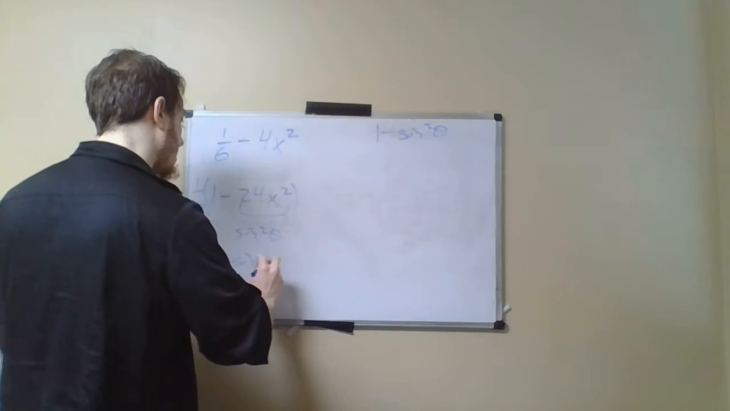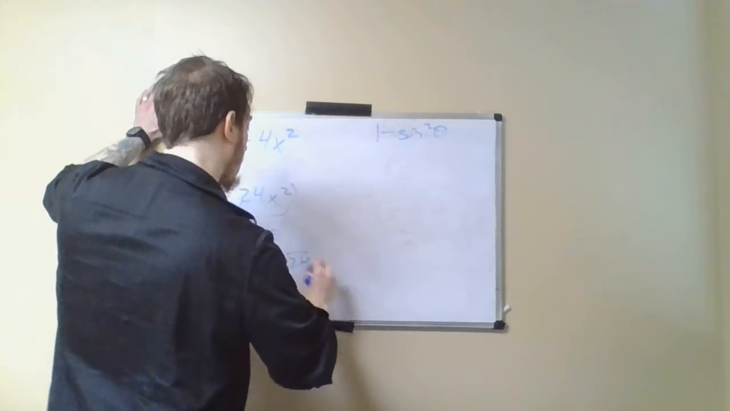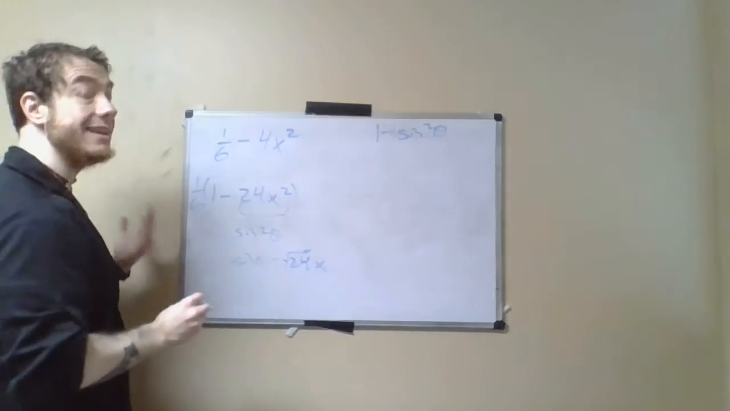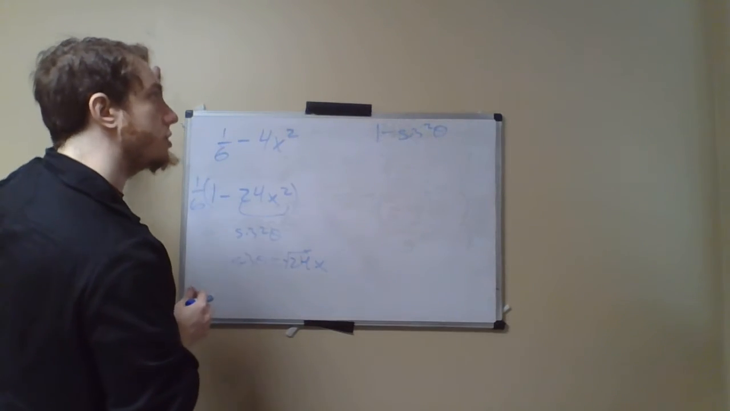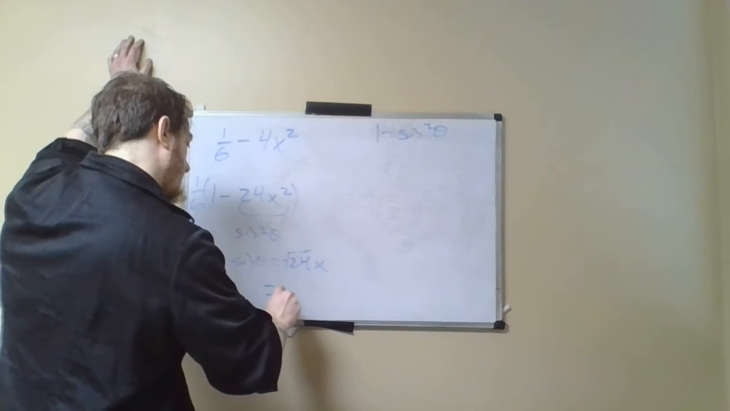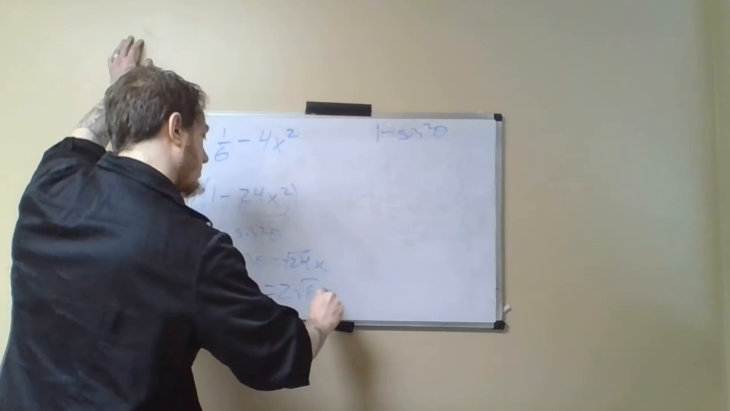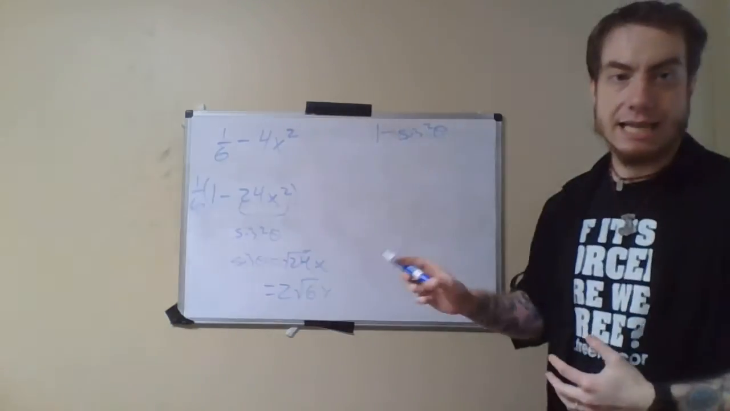That means that sine of theta should be equal to the square root of 24 times x. Now, what is the square root of 24? Well, 24 is actually 2 cubed times 3, so this is going to become 2 times the square root of 6 times x. And so that is my sine theta substitution.